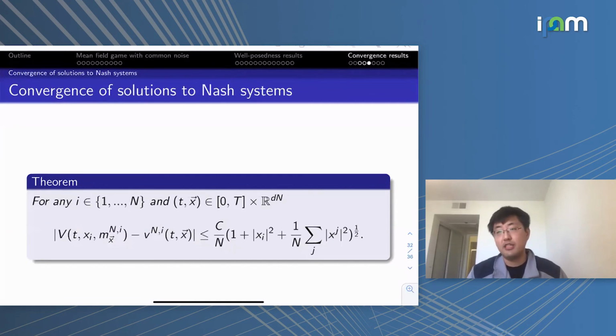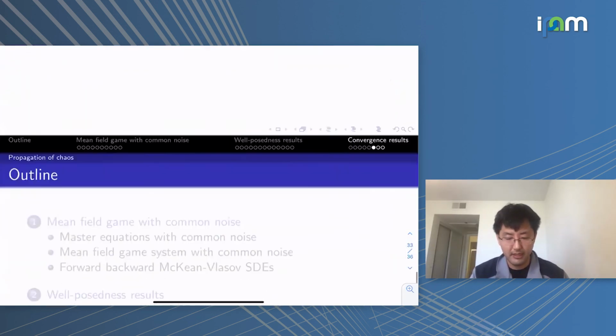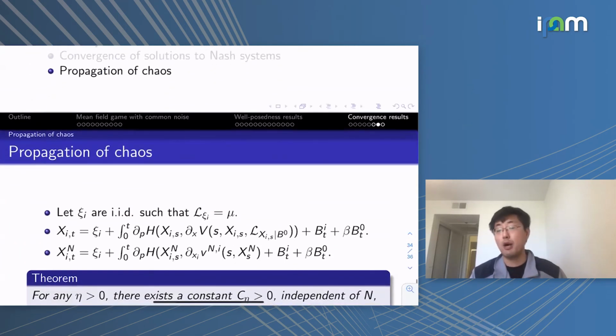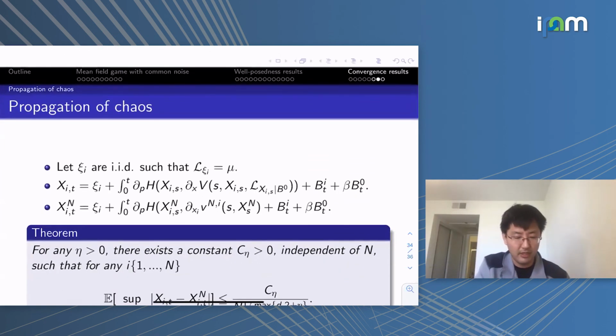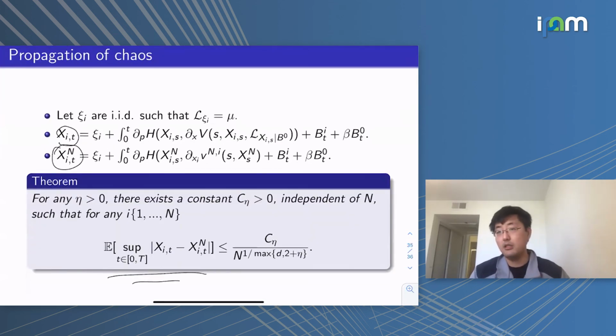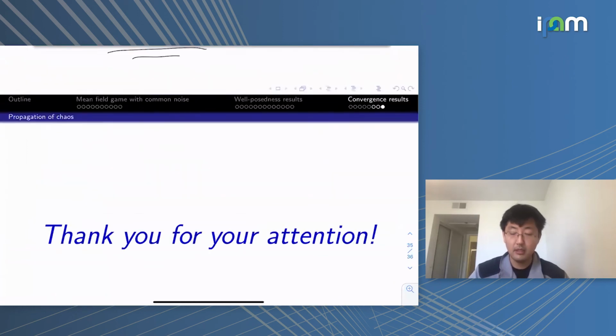So this is the value function for the mean field game, and this is the value function for the M-player games. We show that they converge. I'll just briefly talk about the result. And then we also show the propagation of chaos. What I mean by propagation of chaos is that the optimal strategy for the individual players in the M-player games goes to the trajectory for the mean field games. These are the trajectories for the mean field games, and these are for the M-player games. And I show that this also converges to 0 as n goes to infinity. And thank you for your attention.